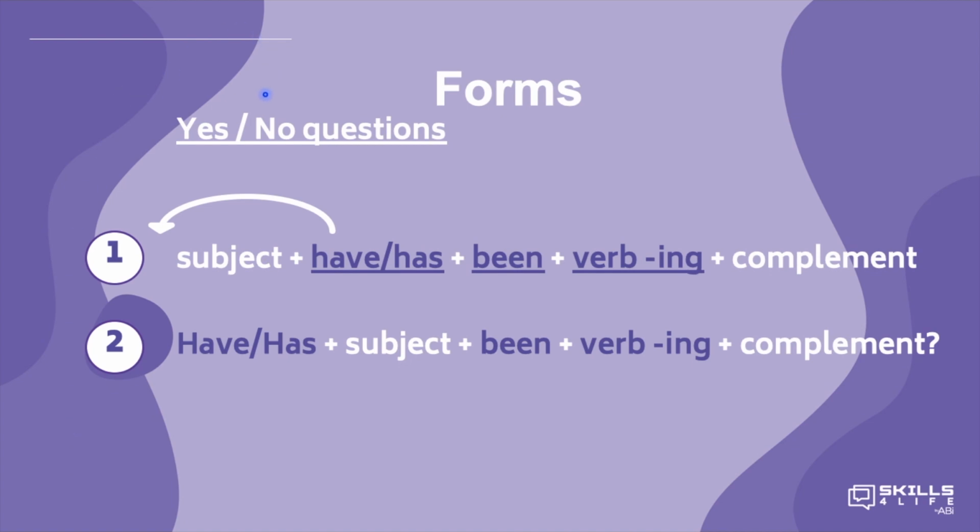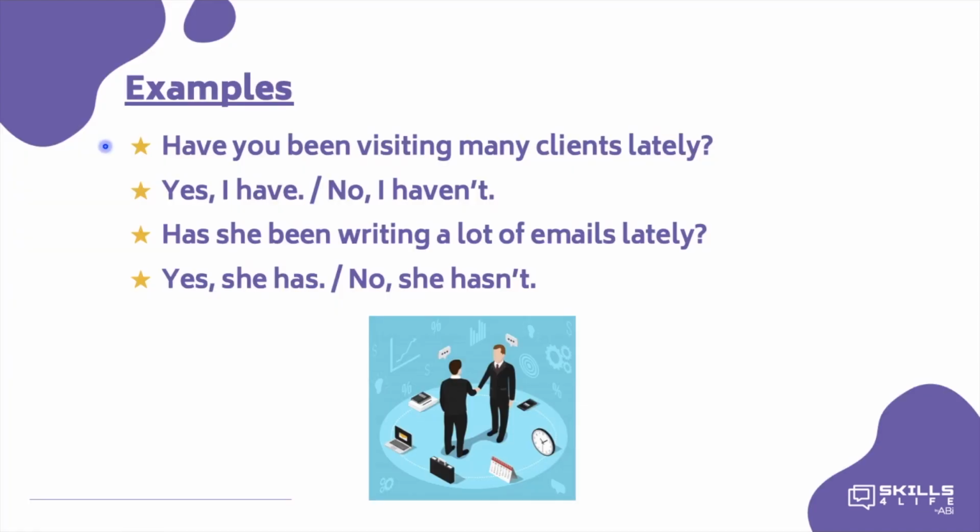To form the yes-no questions, the only thing that we need to do is to take the have or has and place it at the beginning of the sentence. So we end up having have or has, subject, been, verb with ing, and complement. Let's read the examples. Have you been visiting many clients lately? Yes, I have. No, I haven't. Has she been writing a lot of emails lately? Yes, she has. No, she hasn't.